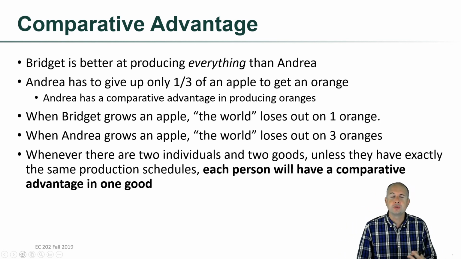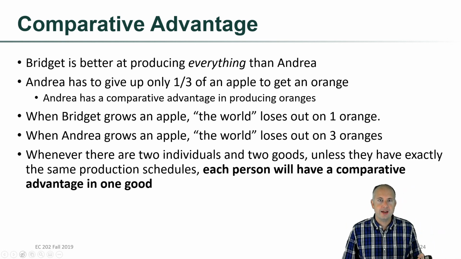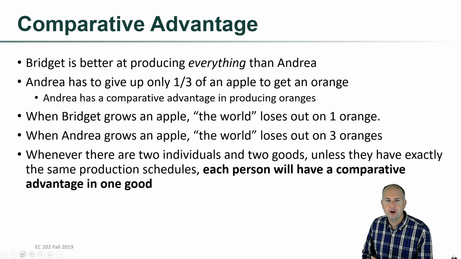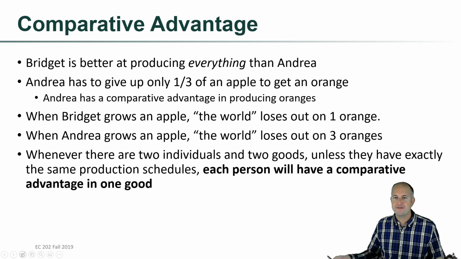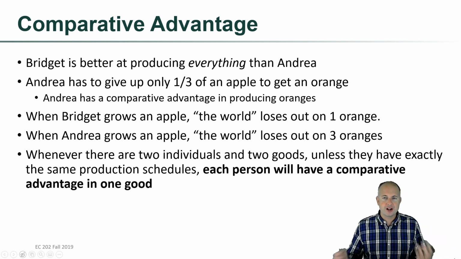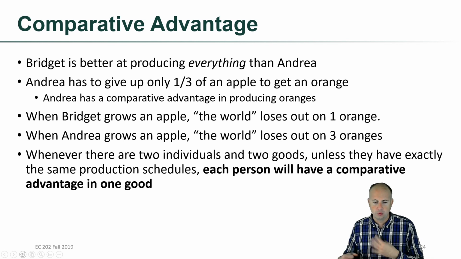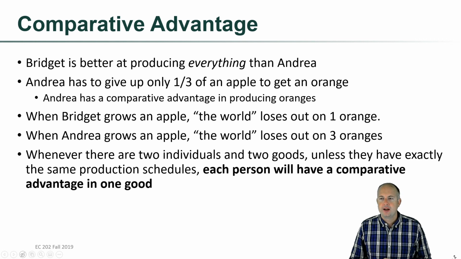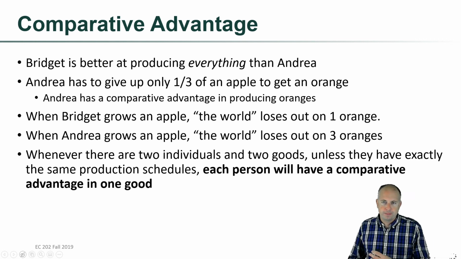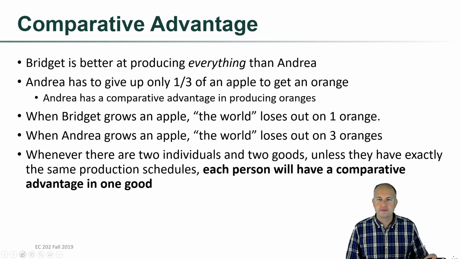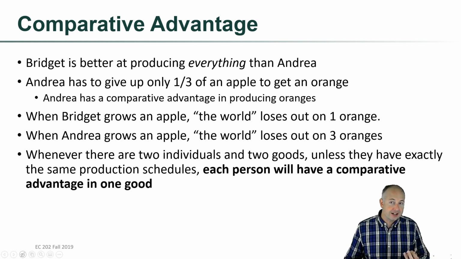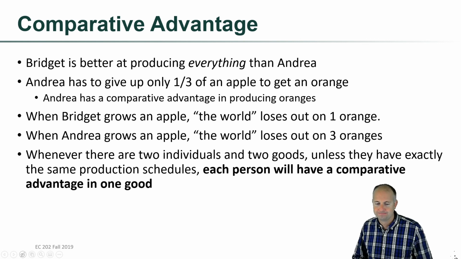Whenever there are 2 individuals and 2 goods, unless they have exactly the same production schedules, each person will have a comparative advantage in one good. So even though Bridget's way more productive at everything, Andrea will always have comparative advantage in one thing. So even if the football player is better at both moving and playing football, the mover has a comparative advantage at being a mover, not because the mover is so great at moving things, but because they're so bad at football.